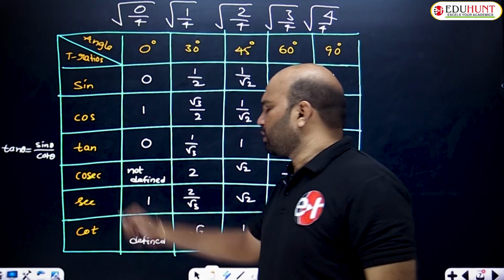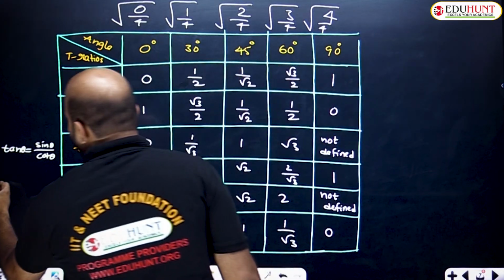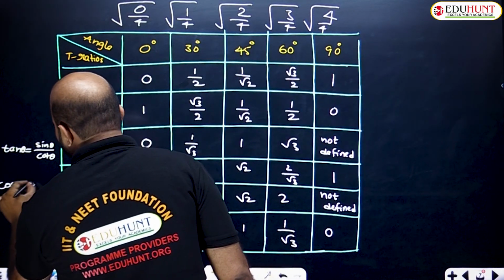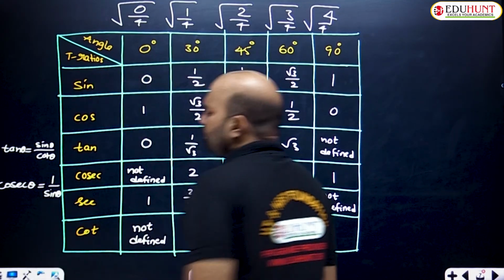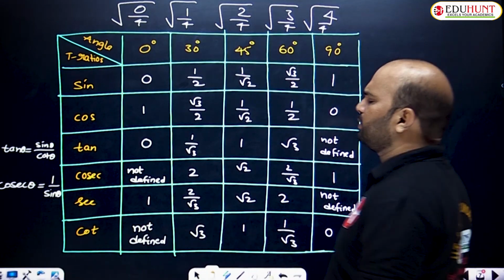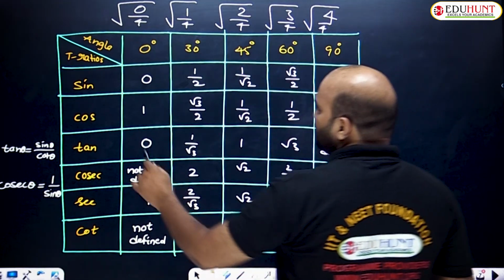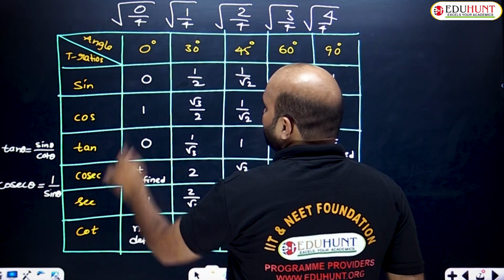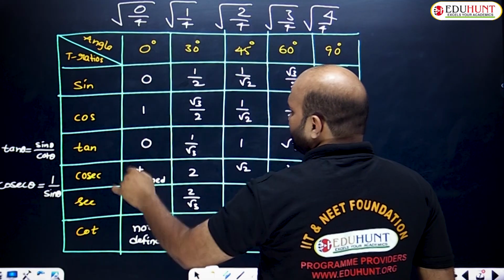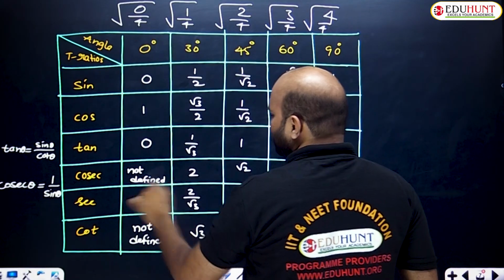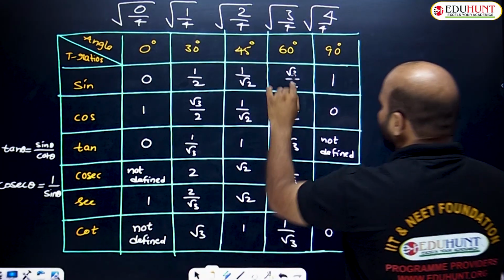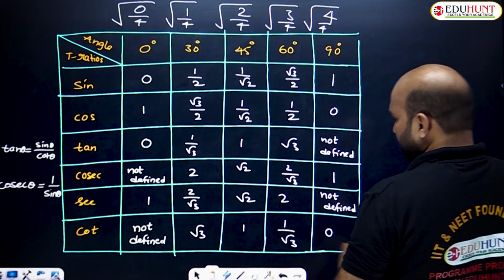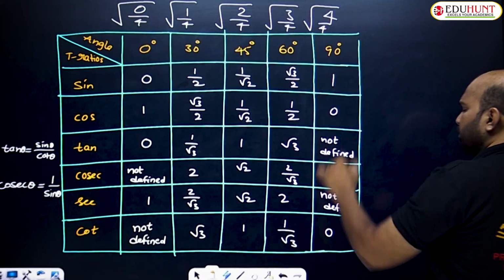Am I clear? So how will we get cosecant values? Cosecant is the inverse of sine, 1 by sine. Cosecant theta equals 1 by sine. So how will we get the cosec 0 value? 1 by sine 0, which means 1 by 0, nothing but not defined. Then 1 by 1 by 2 is 2, 1 by 1 by root 2 is root 2, 1 by root 3 by 2 is 2 by root 3, and 1 by 1 is 1.